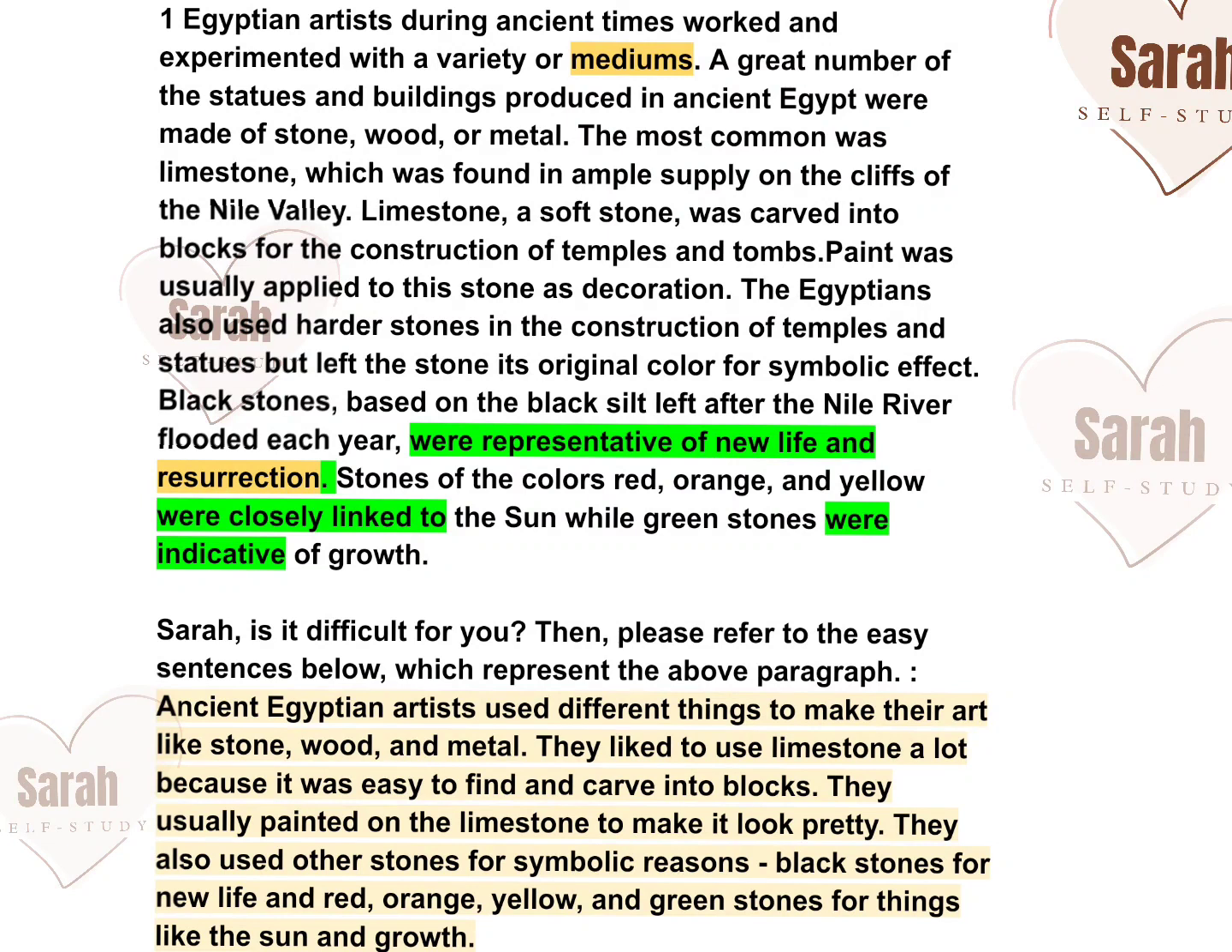Sarah, is it difficult for you? Then, please refer to the easy sentences below, which represent the above paragraph. Ancient Egyptian artists used different things to make their art, like stone, wood, and metal. They liked to use limestone a lot because it was easy to find and carve into blocks. They usually painted on the limestone to make it look pretty. They also used other stones for symbolic reasons, black stones for new life and red, orange, yellow, and green stones for things like the sun and growth.